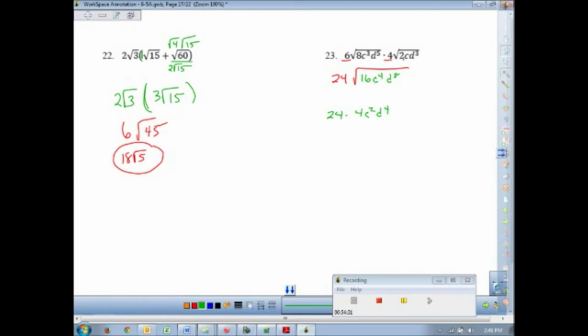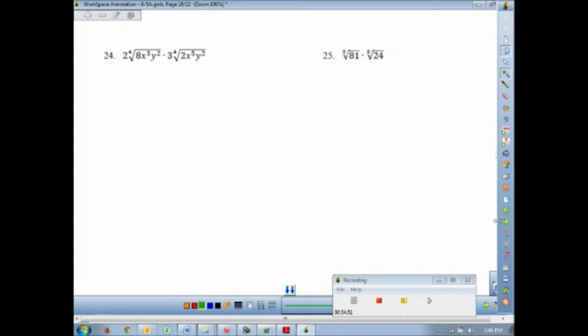We have to do it without a calculator. And if you need to jump off to the side, you do that. You know, if you have to jump off to the side, do it. And it's 96. c squared d to the 4th. Why don't you try 24 on your own? Watch your index, multiply everything together.